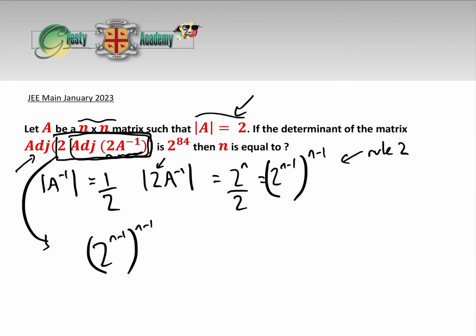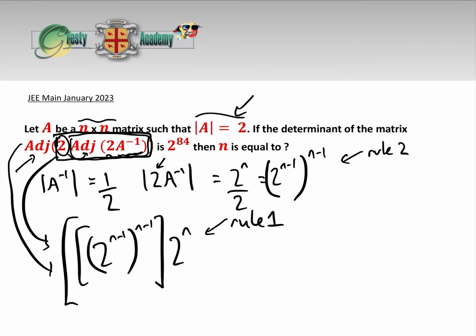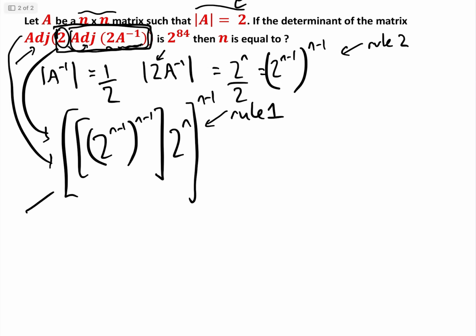But we now need to multiply by 2, so that is going to be the whole lot here, times 2 to the n, that's by rule number 1, because it's just 2 times that matrix there. And then when we take the adjoint of that lot here, this is the adjoint here, we have to multiply all of that to the power of n minus 1. So the determinant of the adjoint of 2A is equal to this thing here.